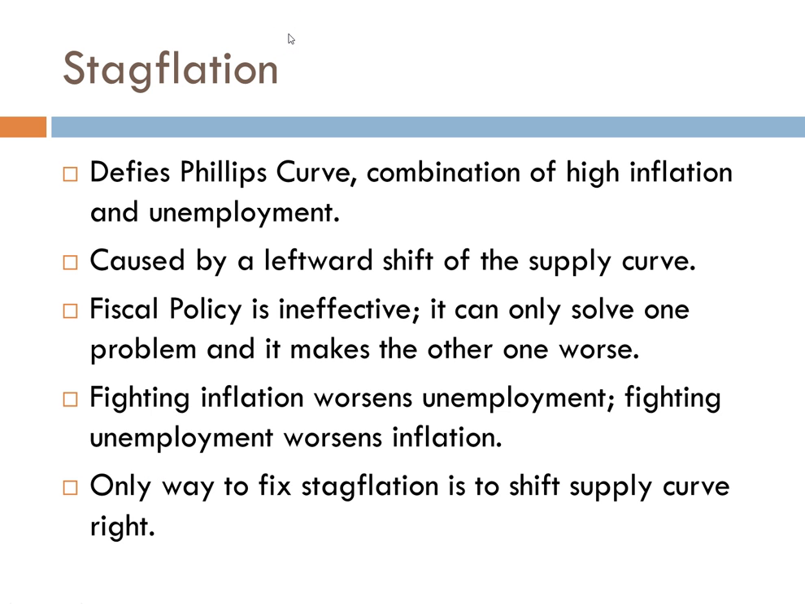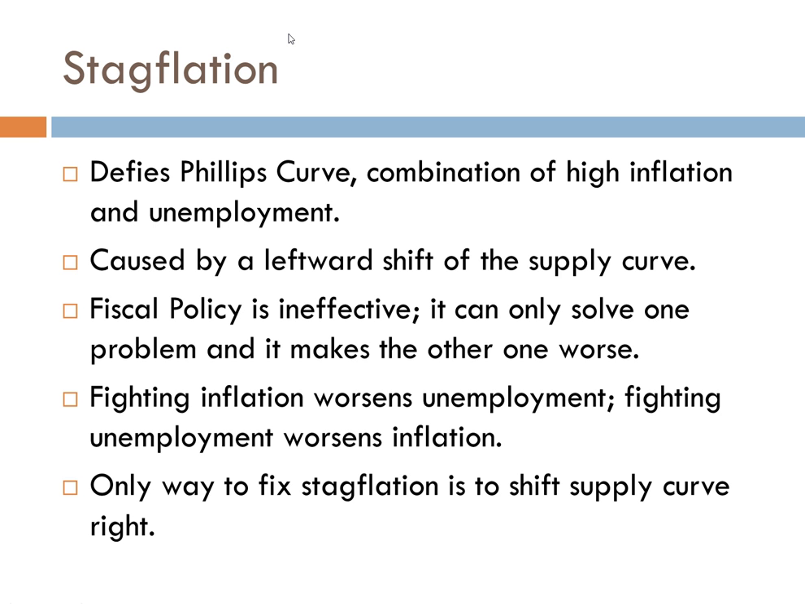So stagflation is a rare occurrence that is impossible on the Phillips curve, and it's a situation with high inflation and high unemployment, and it's caused when the aggregate supply decreases. The biggest problem with stagflation is that it's impossible to solve it with fiscal policy. Fiscal policy will exacerbate one problem while solving the other.